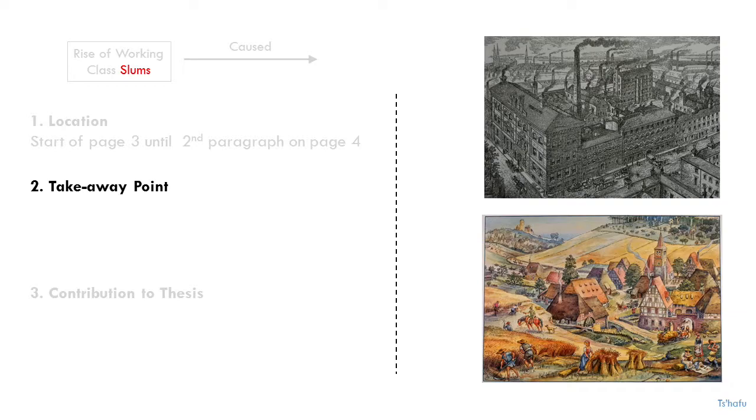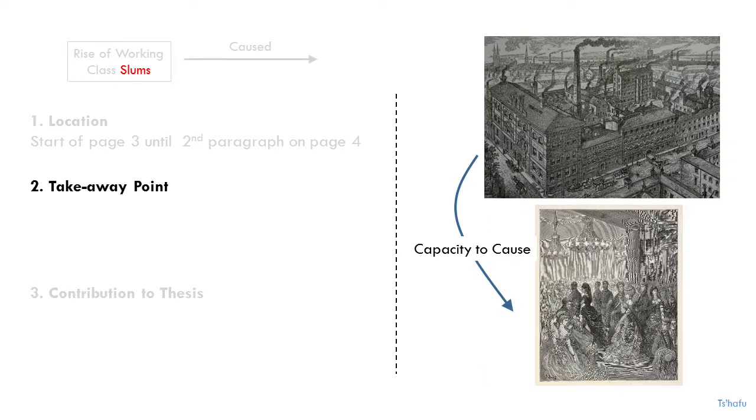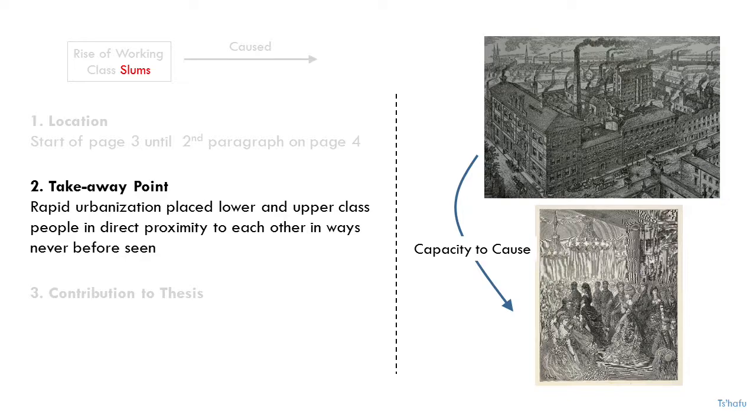We're going to talk about density, right, by way of illustrating how it differs from pre-industrial society. Now, the crucial thing, as we did before, is to again focus on capacity. That is what we have to make our case. So what that means is that we're not going to talk about slums for the sake of slums, but instead, our takeaway point is going to say this. Rapid urbanization places lower and upper class people in direct proximity to each other in ways never before seen. Notice, just as before, we don't even have the term slums in our takeaway point. You could, but notice that we don't even have it here.